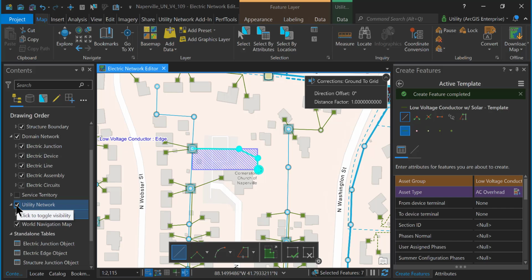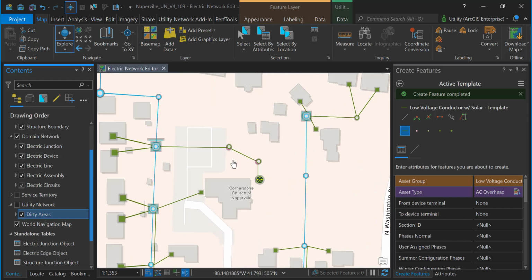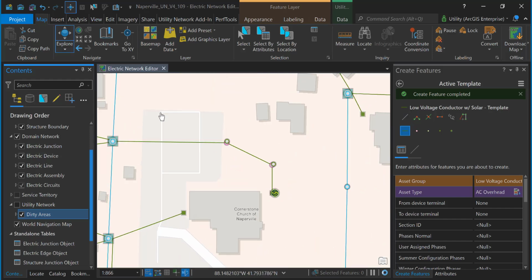I'm going to turn off my utility network for now, and let's zoom in and see what we've got here. So we can see that we have our low voltage line. We can see the poles and the other points that were put in. We've got our service meter and our solar panel. So all of that was placed with just 3 clicks.